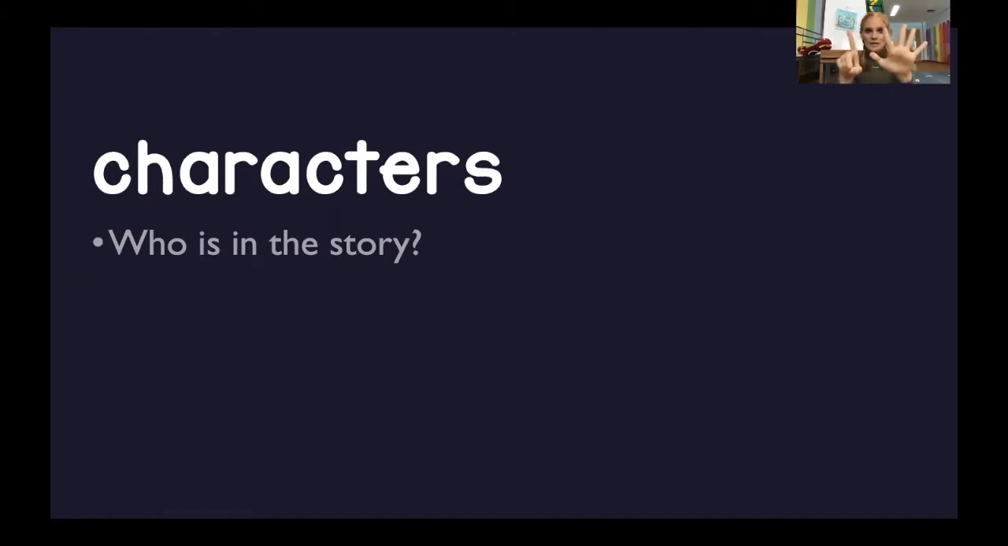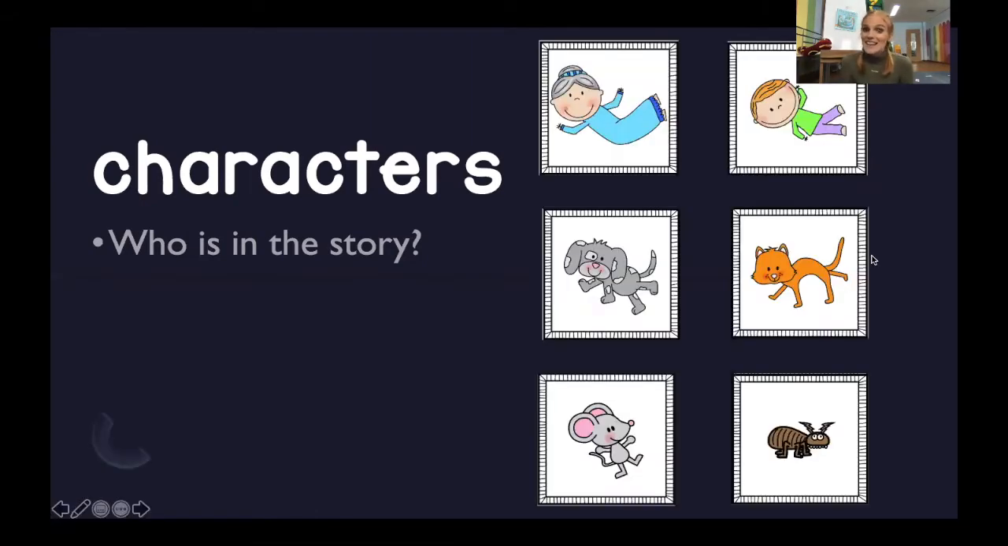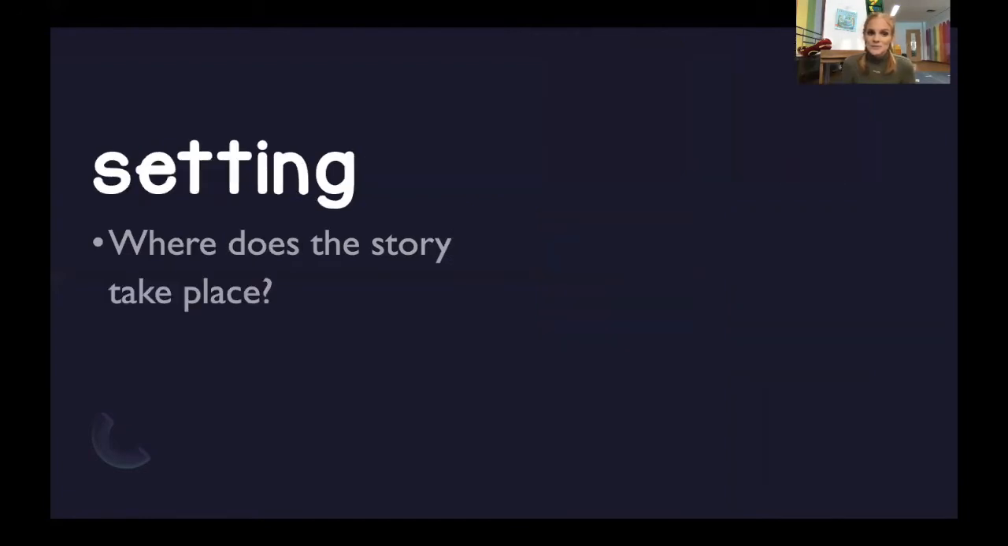There were six characters. Who are they? The granny, the child, the dog, cat, mouse, and flea. These were the characters in the story, The Napping House. What about this word here? Who can read this word? Setting. Setting.